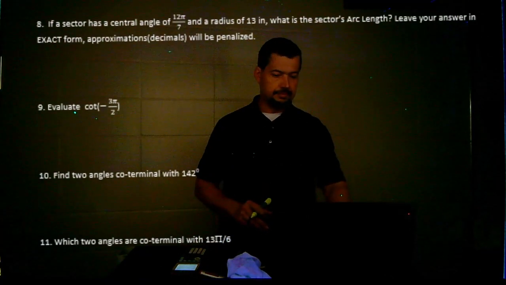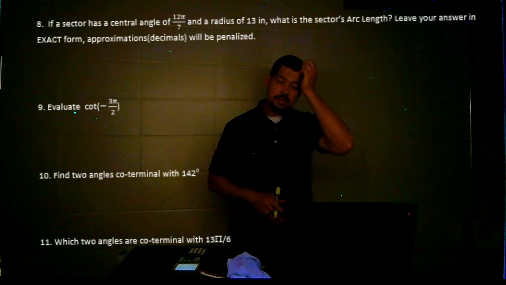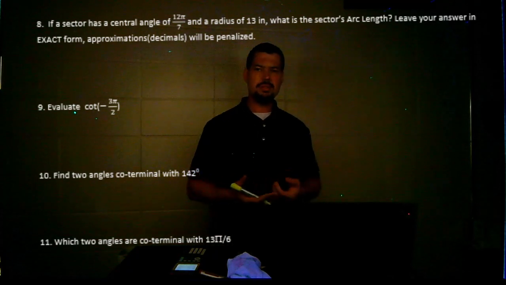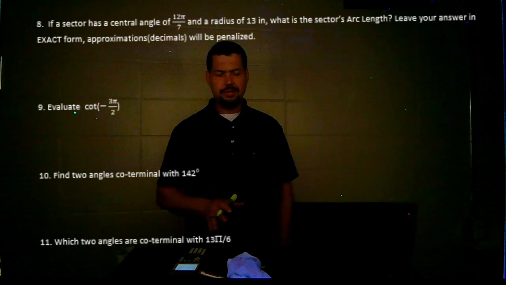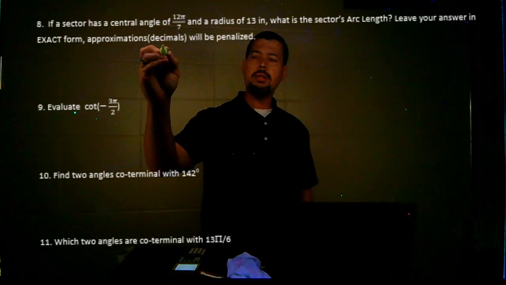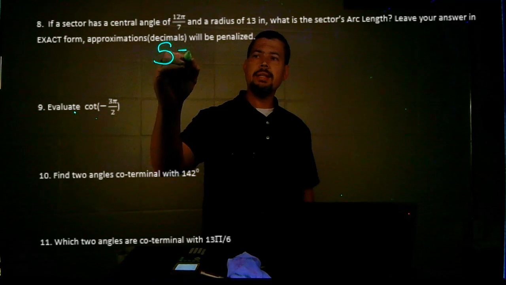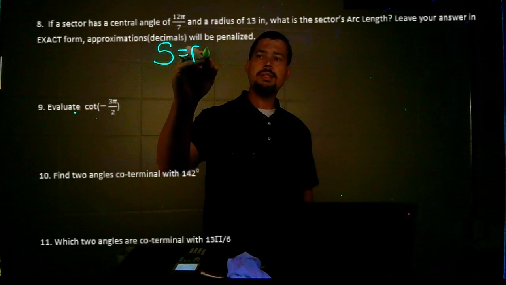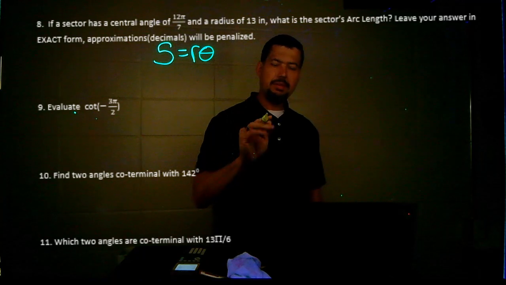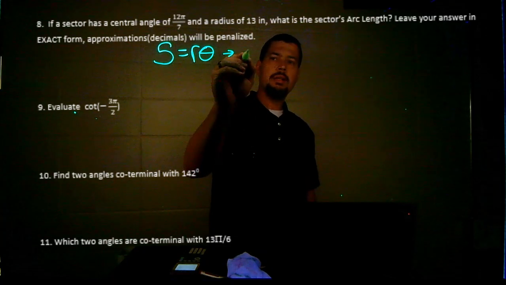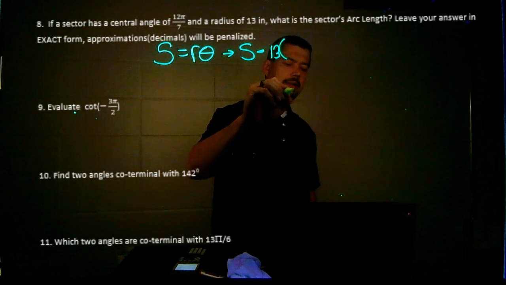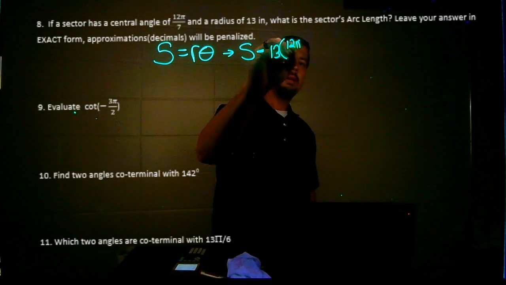All right, moving on. If a sector has a central angle of 12 pi over 7 and a radius of 13 inches, what is the sector's arc length? Now, I'm not going to draw this one because it mentioned arc length, and at least in my Algebra 2 class, we call arc length s, and it has the formula s equals r theta. They have given me everything I need to find s. S is the unknown, the radius is 13, and the angle of interest is 12 pi over 7.